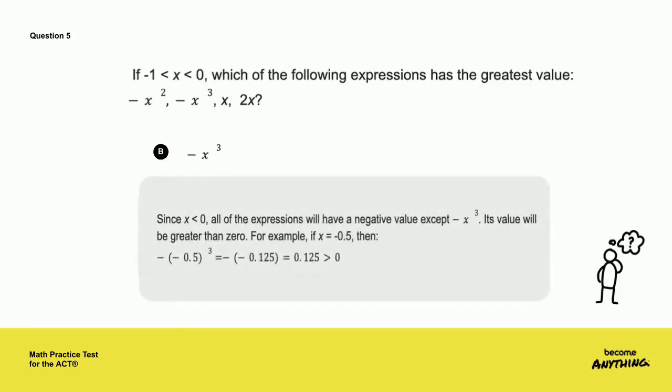Since x is less than 0, all of the expressions will have a negative value except -x cubed. Its value will be greater than 0. For example, if x equals -0.5, then the following equation is true.